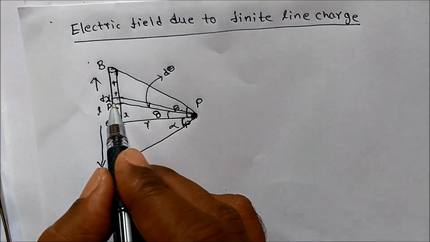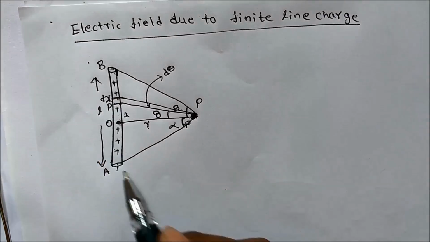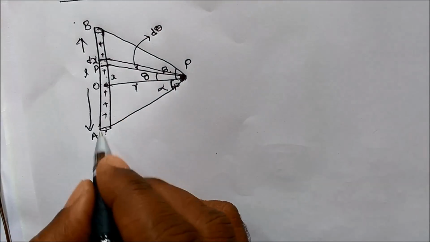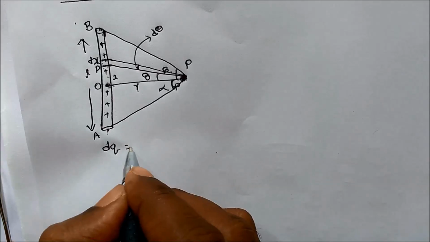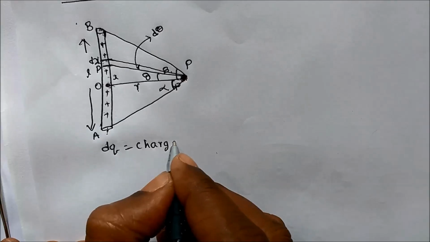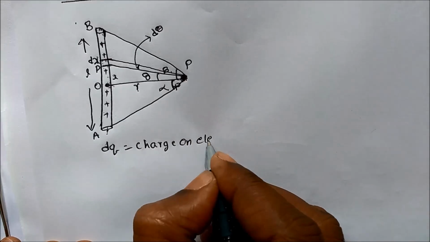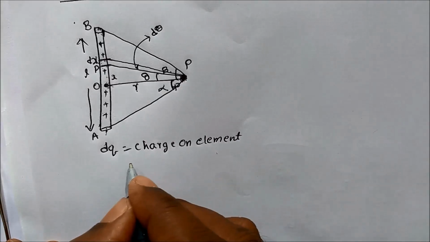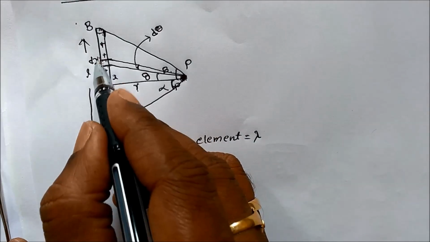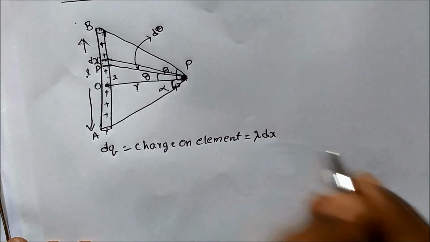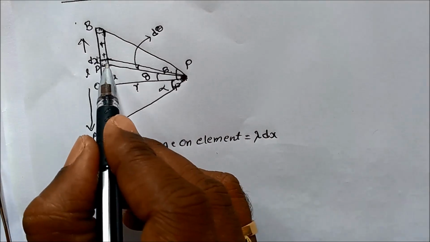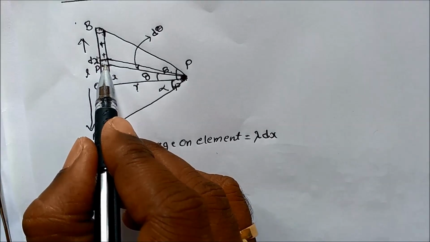Now this is the element. On this element, what is the charge? The charge on the element I'm considering as dq. dq is the charge on the element, which is equal to the linear charge density times the length of the element. The length of the element is dx. Now find the field intensity due to this charge element. Why? Because this element looks like a point charge.